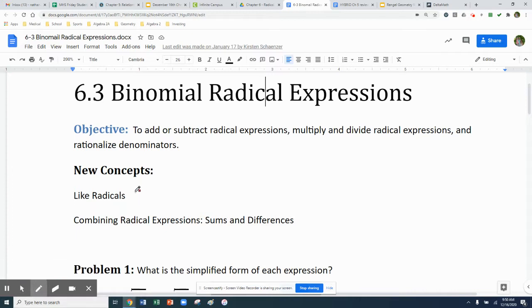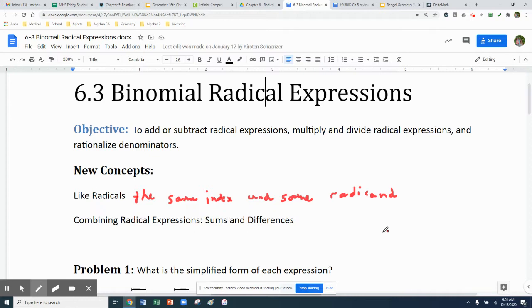So like radicals are radicals that have the same index and the same radicand. So hopefully if you watched the video, you pulled that out, same index and same radicand. That's really hard to type here. So in order to add or subtract, we need to have like radicals. So it's a very similar concept to like terms.